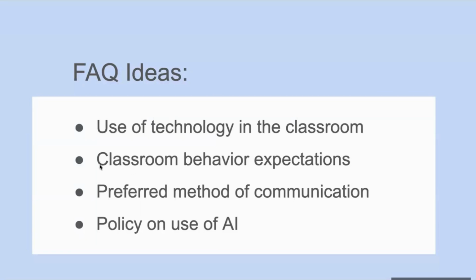There's a whole bunch of different ways that you can think about this that are particular to each professor, including preferred methods of communication. Some professors give out their telephone number, others don't. Some prefer email, some prefer an office hour. Or, for example, your policy on the use of AI in your classroom.